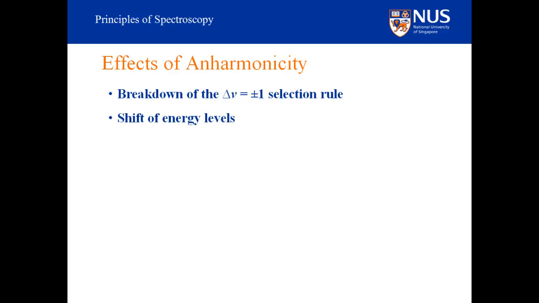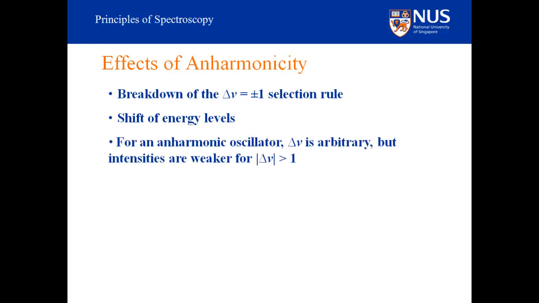There has also been a shift in the energy levels. The energy levels are getting closer and closer together as we approach the dissociative limit. For an anharmonic oscillator, delta V is arbitrary. We can have values greater than 1, but the intensities of transitions where delta V is larger than 1 are very much smaller. We can solve our transition moment and determine what the intensities are. They are non-zero, but they are very much smaller.